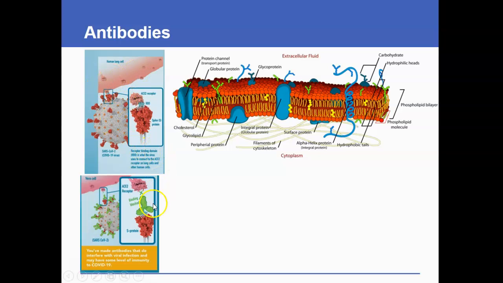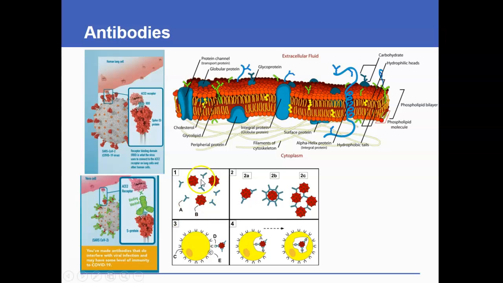So what antibodies do, antibodies are specific, they're proteins, so they have a specific shape, and they are going to bind to that viral particle by the same protein that is going to bind to that host cell. So what antibodies do is they block a virus from being able to enter and infect a cell.